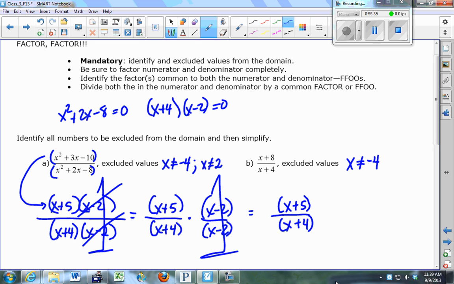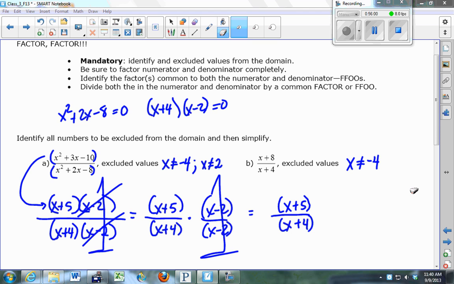So what about this one? How do you simplify x plus 8 over x plus 4? Already simplified. So I call that already simplified, silly. See why I don't want to be on YouTube? I get in trouble. Already simplified, silly. All right. It's already simplified. Right. It's already done. Can't.